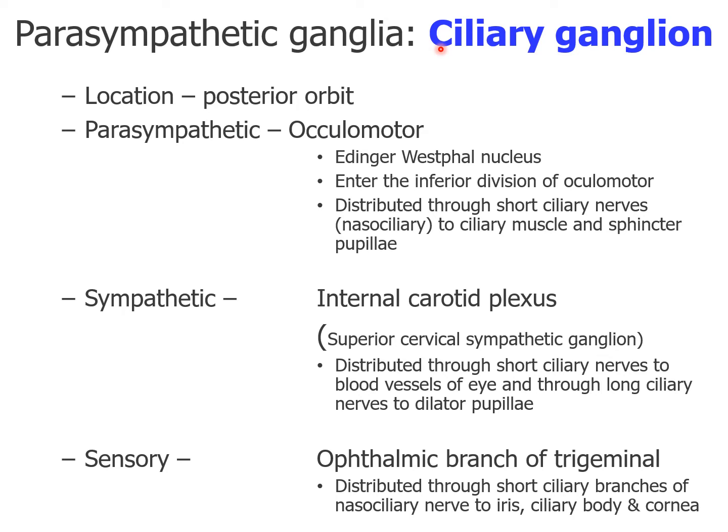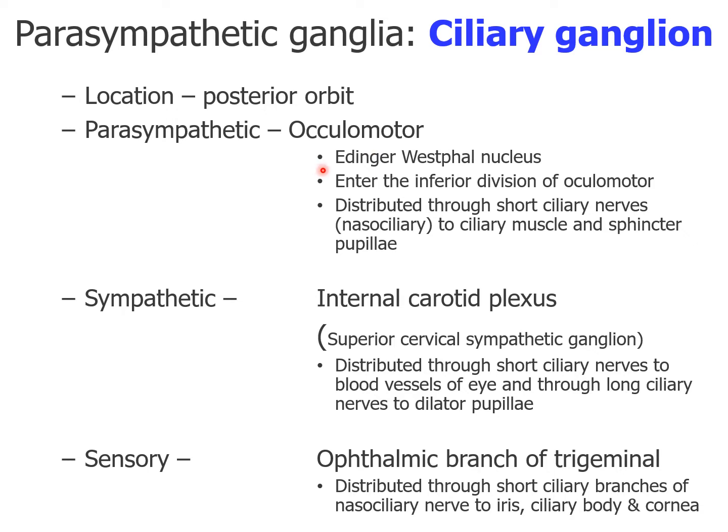Now we shall look at each of the four parasympathetic ganglia in a bit more detail, starting with the ciliary ganglion. Even though the ciliary ganglion is not correlated with the facial nerve, we shall review it for the sake of completion. The ciliary ganglion is located in the posterior orbit. The parasympathetic root is provided by the oculomotor nerve.